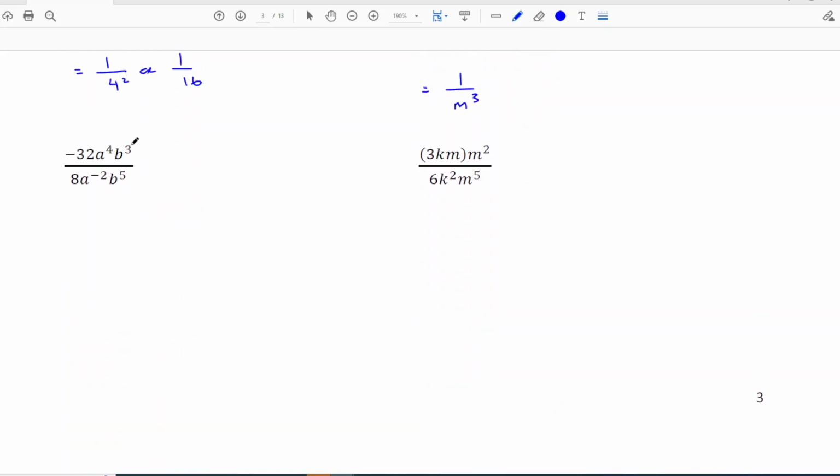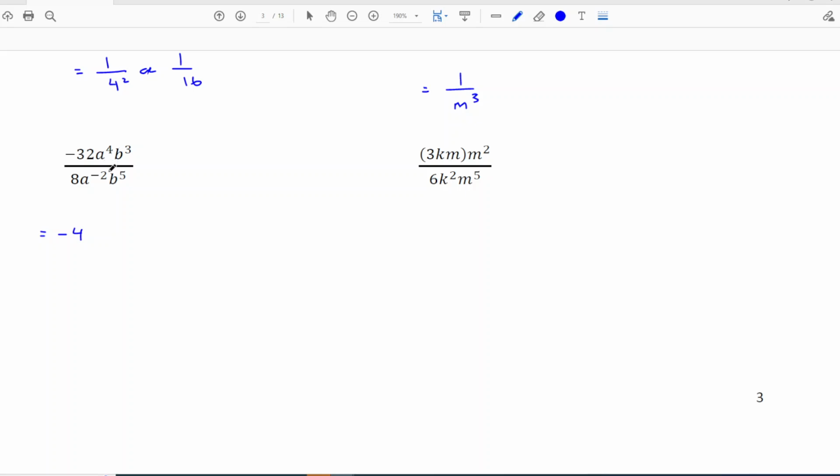Next two here. This one's just a big quotient rule, but this one's got a couple of the rules in there. So let's look at this one first. When I look at this one, I have negative 32, a to the 4, b cubed on the top, so there's nothing to be done on the top. I look at the bottom, I have 8, a to the negative 2, b to the 5, and there's nothing to be done on the bottom.